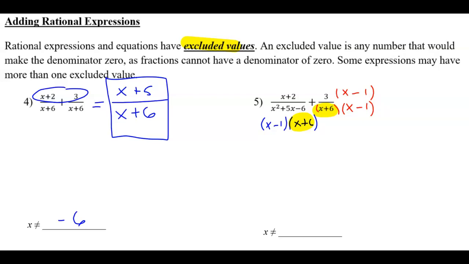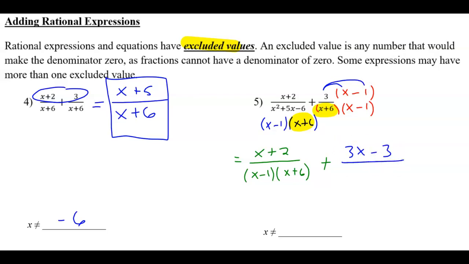Okay, so ultimately, this first fraction just stays as x plus 2 over, and then you can just keep the denominator factored, just in case we have to simplify, plus, but when you multiply 3 times x minus 1, we're going to have to distribute here. So this numerator is going to become 3x minus 3 over, and now that denominator is common. So we have the x minus 1 and the x plus 6.